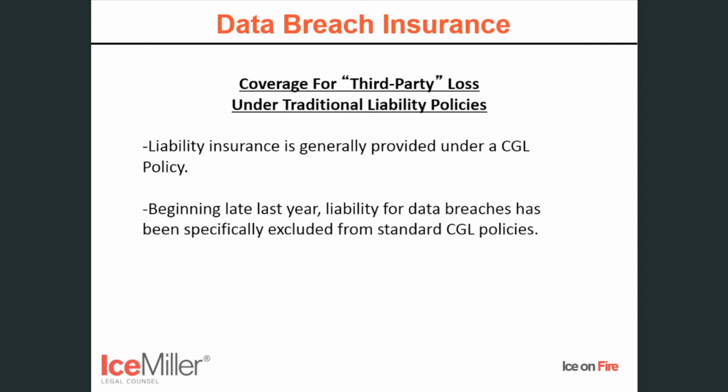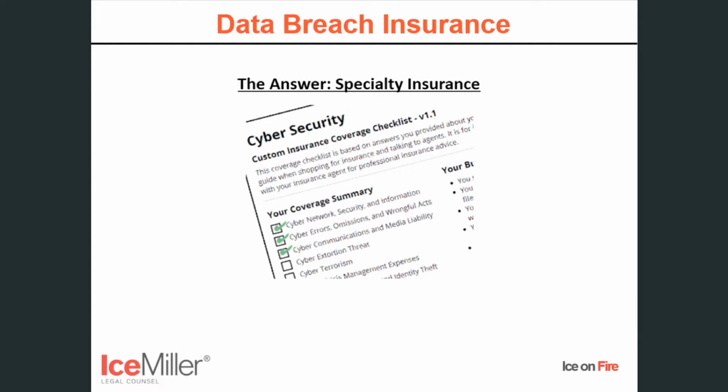So if we have no coverage under our traditional third-party CGL policy, and we have no coverage under our traditional first-party property policy, where does that leave us? And the answer is specialty insurance. You'll hear it called cyber insurance, tech insurance, network security, just basically anything that sounds kind of modern and futuristic.